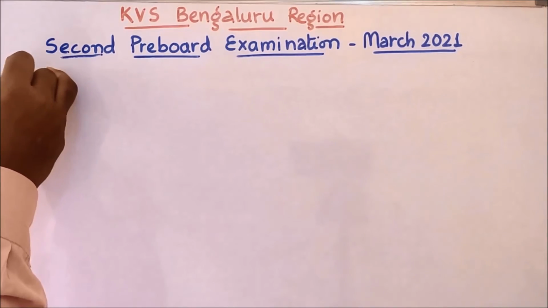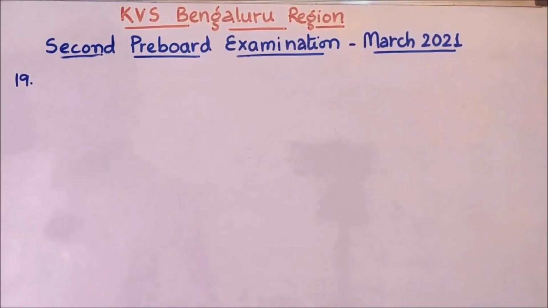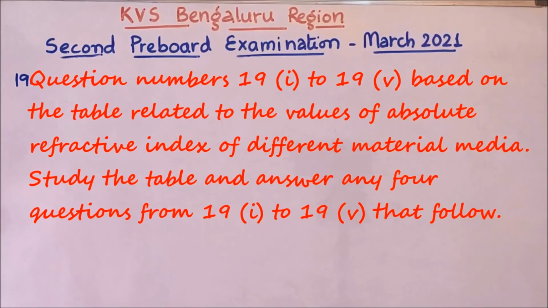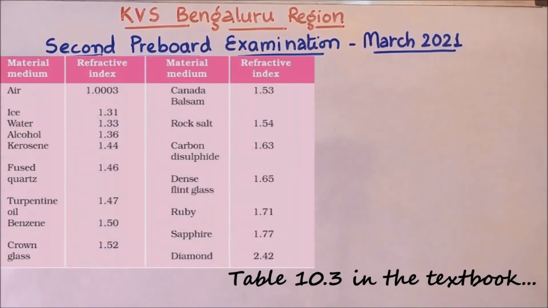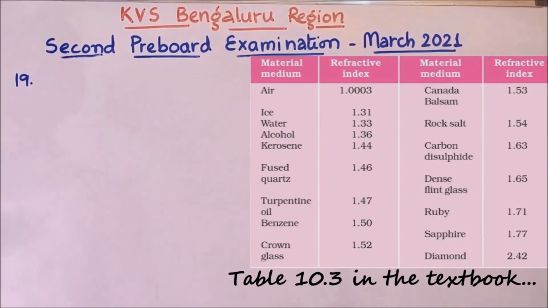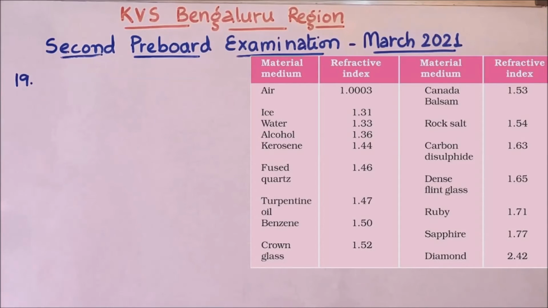Question number 19. Let me read the instructions. Question numbers from 19.1 to 19.5 are based on the table related to the values of absolute refractive index of different material mediums. Study the table and answer any 4 questions from 19.1 to 19.5 that follow. So there is a table for you. This is table 10.3. Just to see the table, or if you have the textbook with you, just keep the textbook in front of you while we are answering the question.